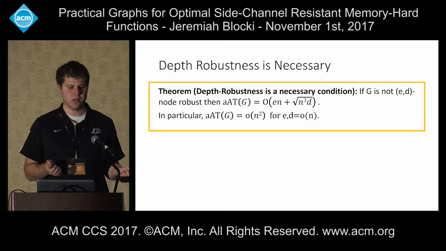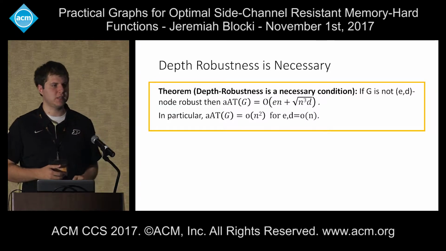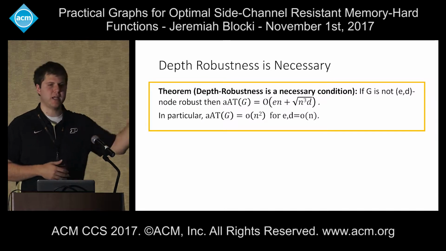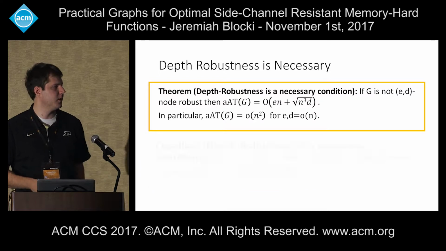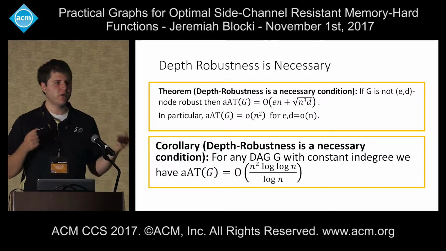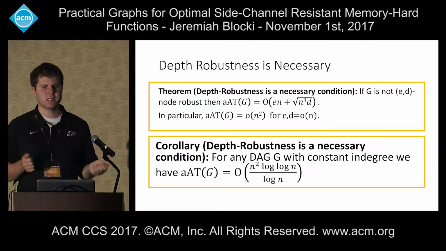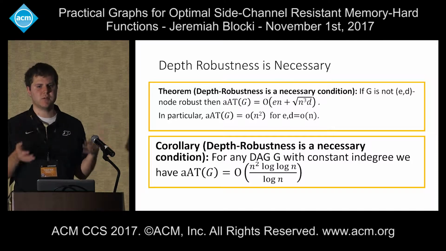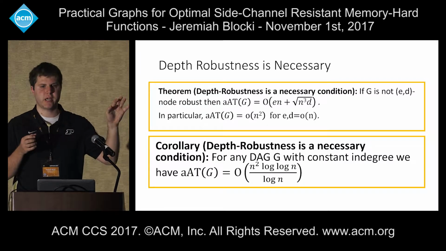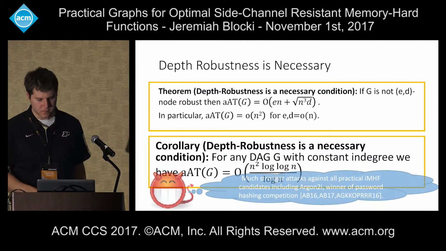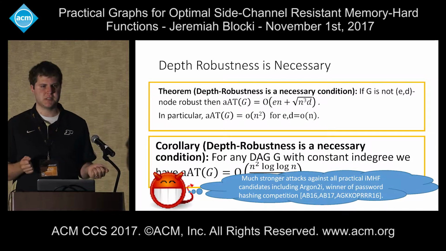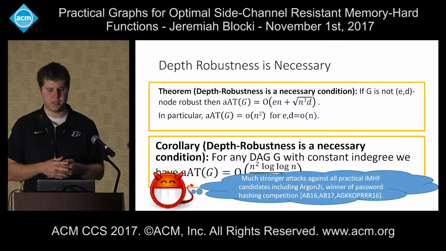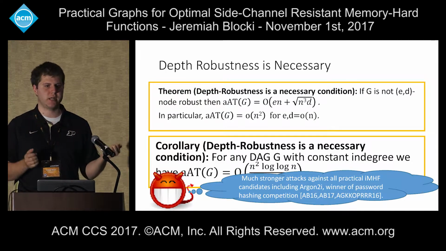So why is depth robustness important? A Crypto 2016 result shows that if G is not (e,d)-depth robust, then there exists an attack, reducing the amortized area-time complexity. In particular, any graph with constant indegree has amortized area-time cost at most n squared log log n over log n. So it seems that you have to lose this log n factor in any construction. In fact, what we found is that for practical iMHF candidates, including Argon2, the winner of the password hashing competition, you actually get much stronger attacks in practice.